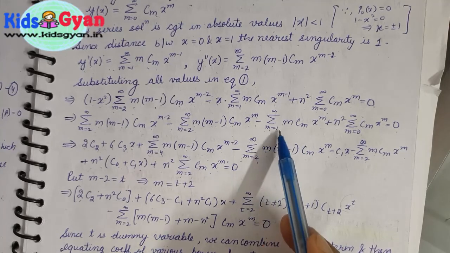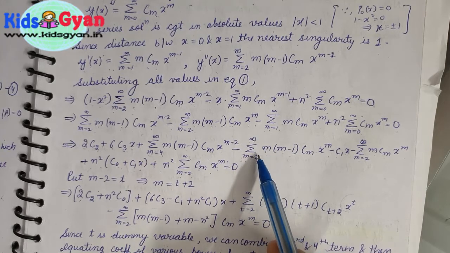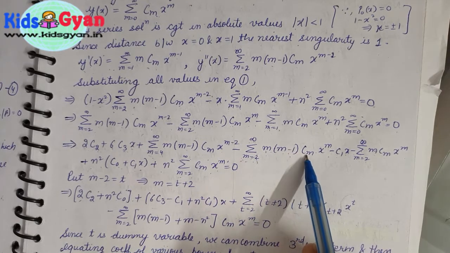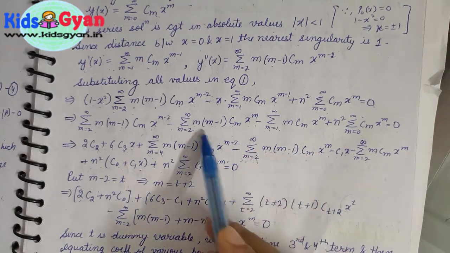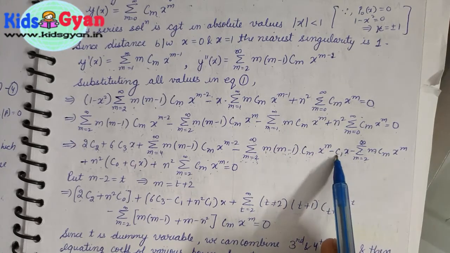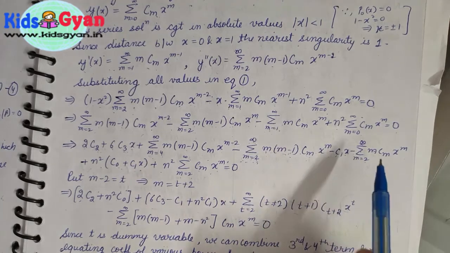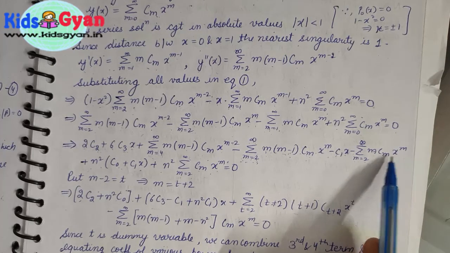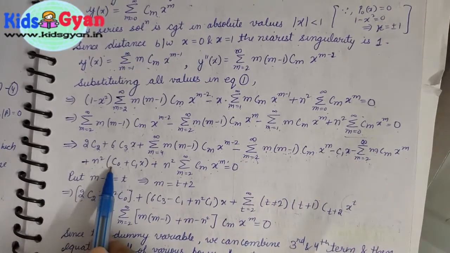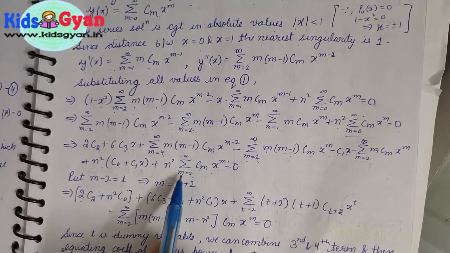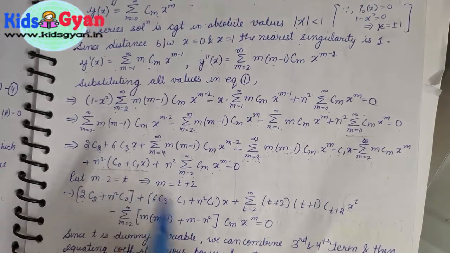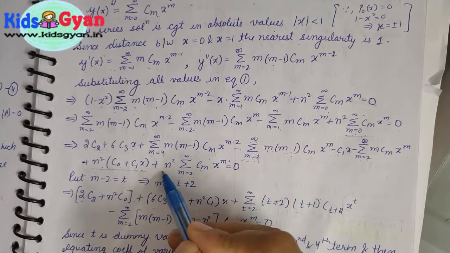The term minus c_1 x is for m = 1. If we put m = 1, that is c_1 x to the power 1. The first summation is now m = 4 to infinity. The next term is summation m = 2 to infinity m(m−1) c_m x^m. Now minus c_1 x, minus summation m = 2 to infinity m c_m x^m, plus n². In the n² term, for the summation we open m = 0 and m = 1, so we get n² c_0 plus c_1 x, plus n² summation starting from m = 2.